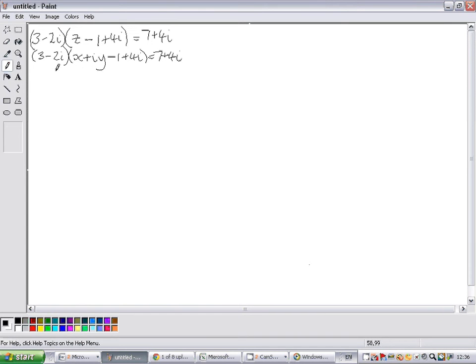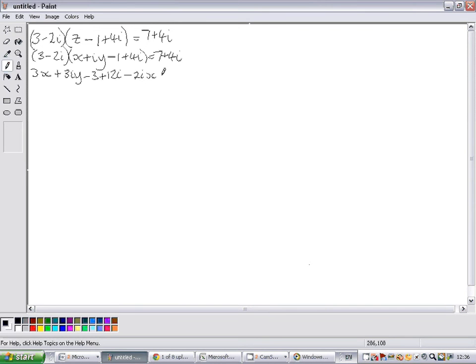So we've got lots of real numbers and lots of imaginary numbers on both sides. So what I'm going to do is expand it all out and start collecting some things together. So we need to be really careful when we expand this out. 3x plus 3iy minus 3 plus 12i. That's multiplying everything by 3. I'll now multiply everything by the minus 2i. So it's minus 2i times x.